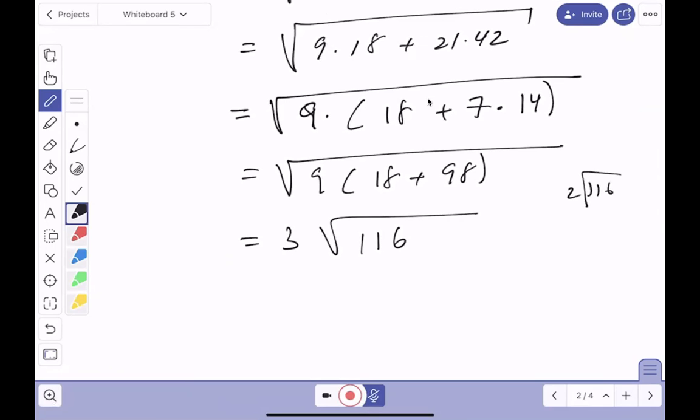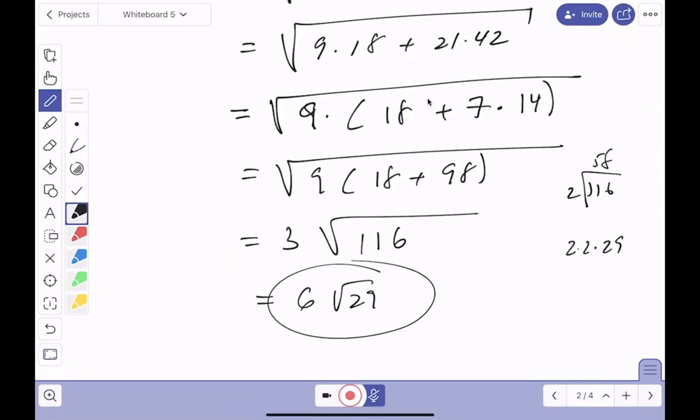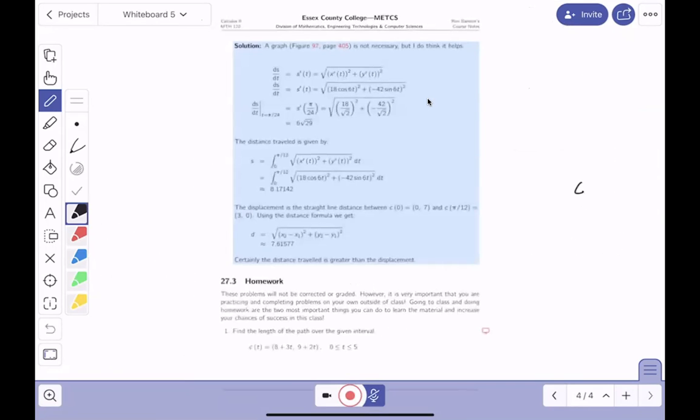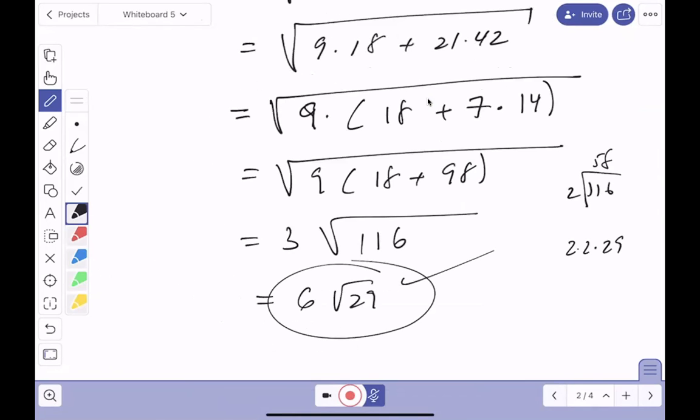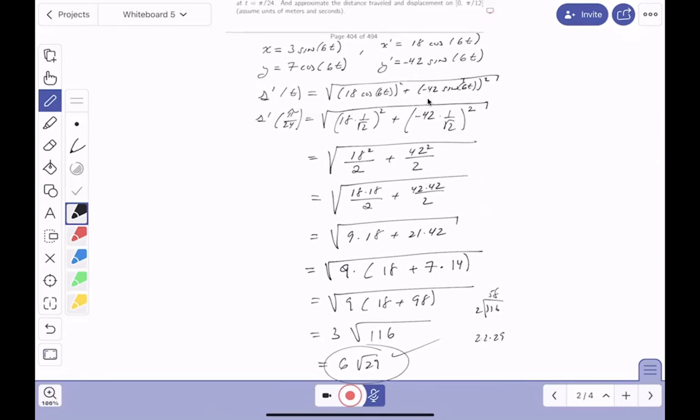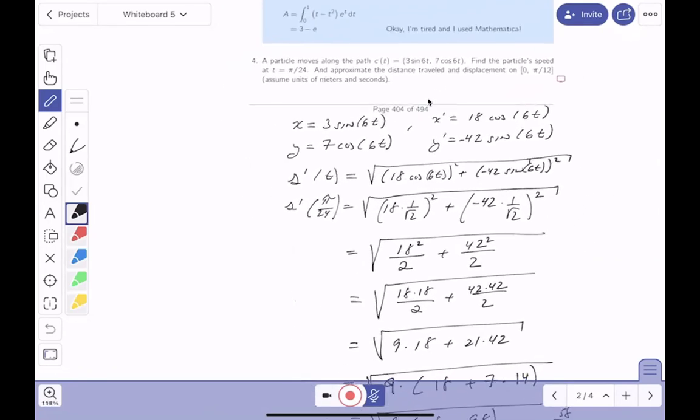Half of 116 would give me 58. 2 into 58, so 2 times 2, 25, and 4, 29. Yeah, I can do it. 6 root 29. All right, I'm going to check. I hate to do that to you, but I'm kind of retentive on the arithmetic. 6 root 29, right? Is that what I said? Yeah, 6 root 29. Miracle, being able to do the arithmetic. All right, so let me see. I got the speed right.